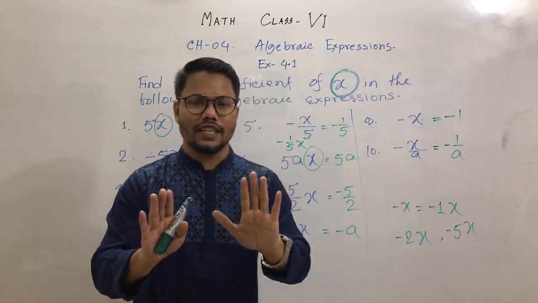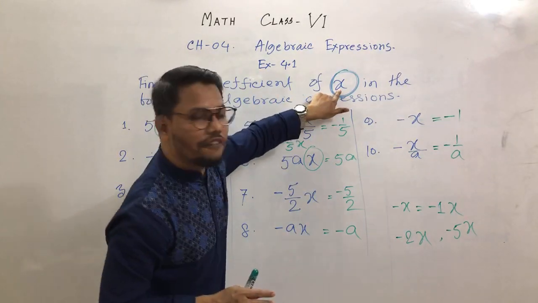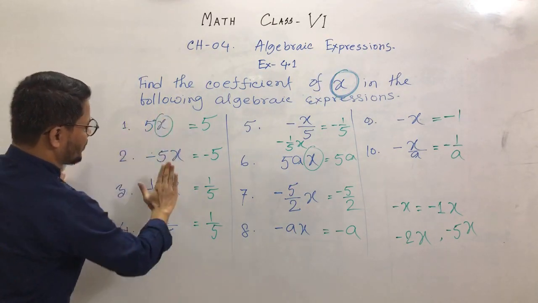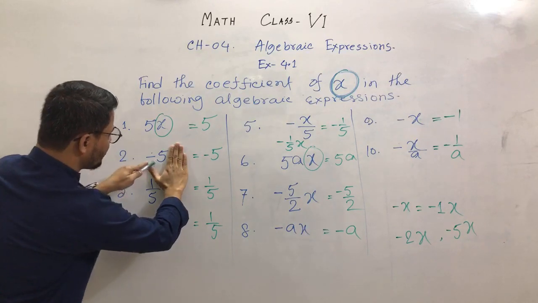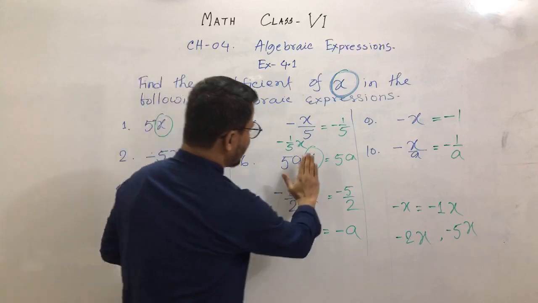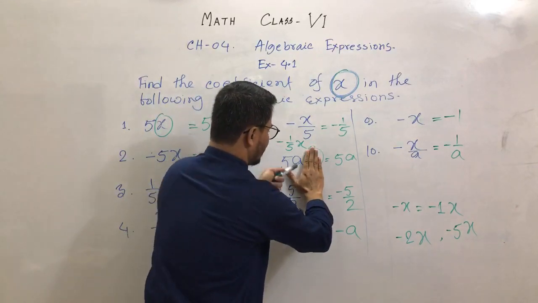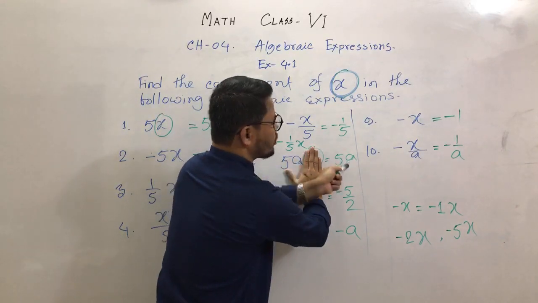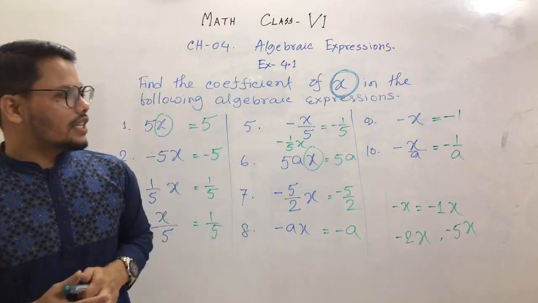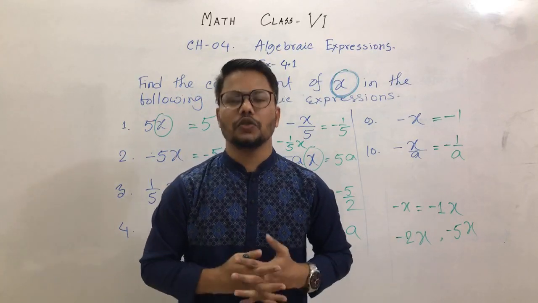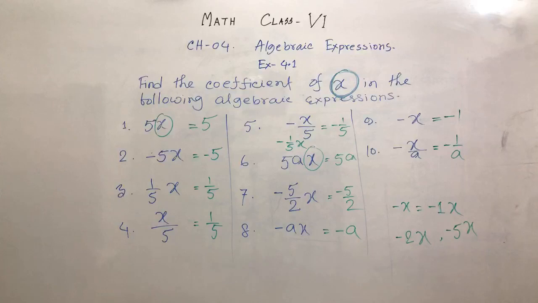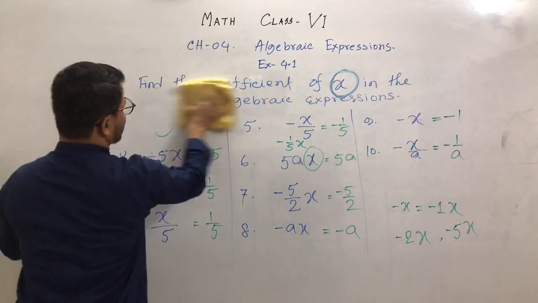It's an easy technique. If we ask you the coefficient of x, just hide x, which one is remaining? 5. Hide x, which one is remaining here? Minus 5. Hide here x, 1 by 5. Similarly, if we hide here x, this is 5a, so 5a is the coefficient. My dear students, I think the coefficient concept is clear to you. Now, we will discuss the operation symbol and how we can add.